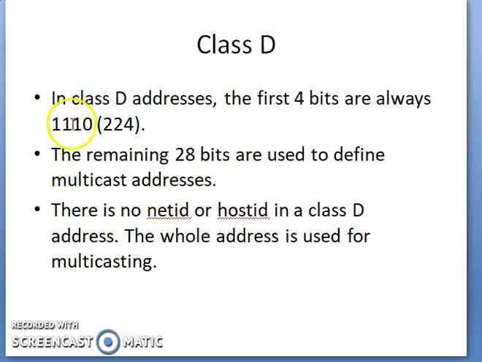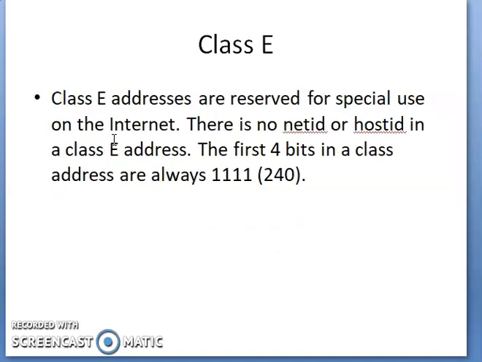It is identified by 1110 in the most significant bits, and the remaining 28 bits are used to identify the multicast address. Now, what is multicast? It is where more than one machine is addressed using the same address. And then we have the class E address. The class E address is reserved for special purposes, and as such it is not used in any organization. It is identified by four 1s in the most significant bits of the IP address.